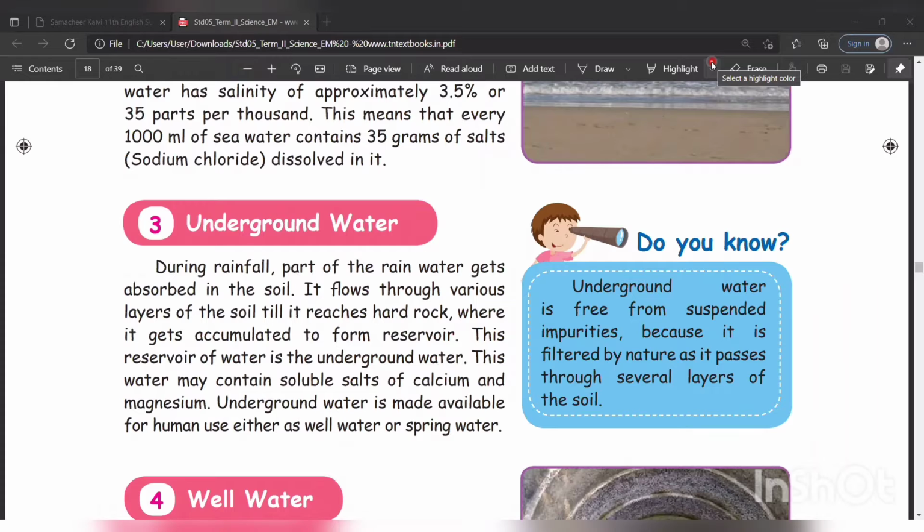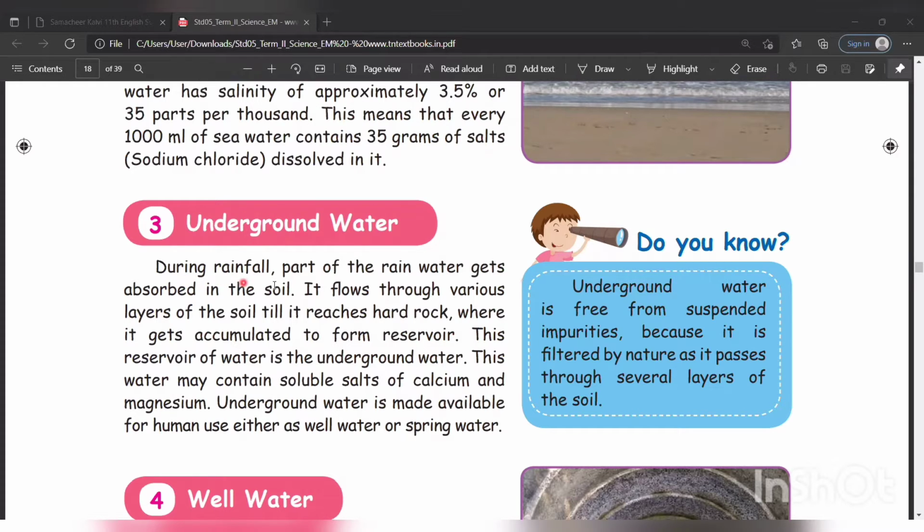Children, let's continue from underground water. Last class we saw about rivers, lakes, ponds, and we also studied about oceans, isn't it? Today, let's discuss underground water. Take page number 72, children, 72.